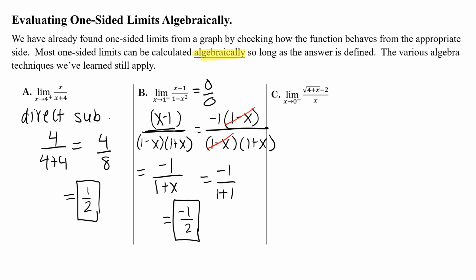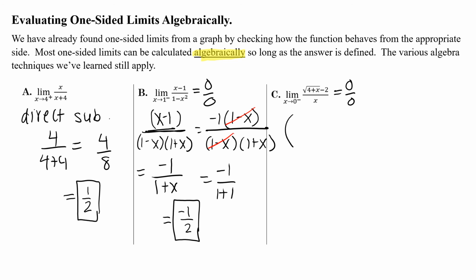Finally, looking at part C, I have the limit as x approaches 0 from the left of the function the square root of 4 plus x minus 2 over x. Again, using direct substitution, when I plug in a 0, I get 0 over 0, a big hint that there's a little bit more work to do before we can be done. In this case, because I have the radical in the numerator, I'm going to use that rationalizing technique that we learned a couple of days ago.